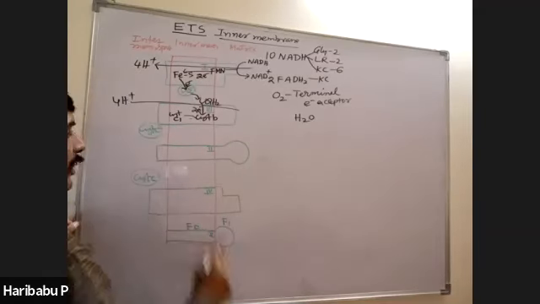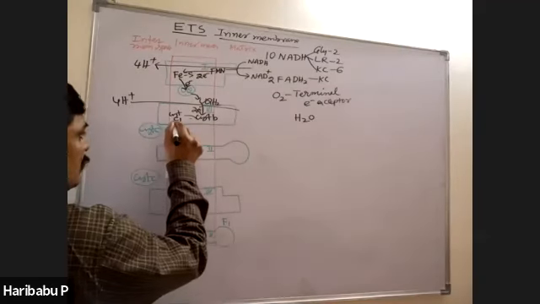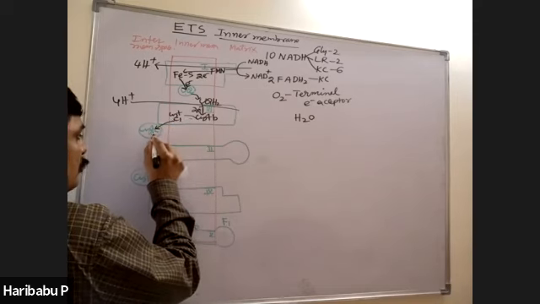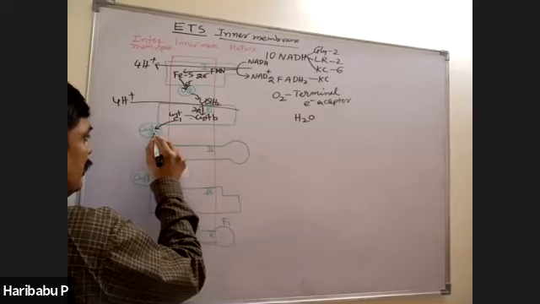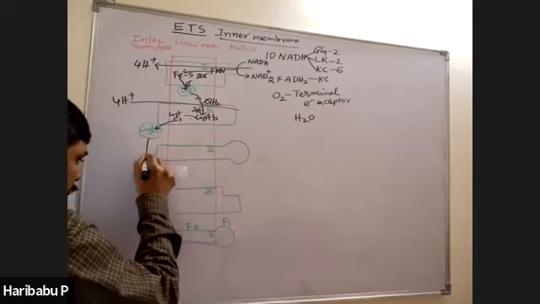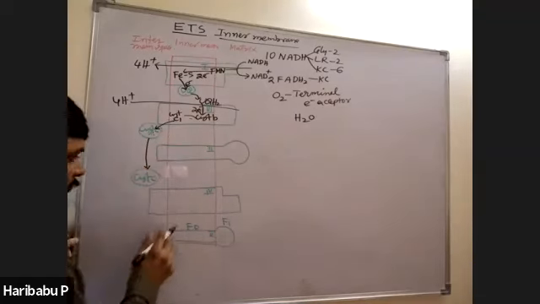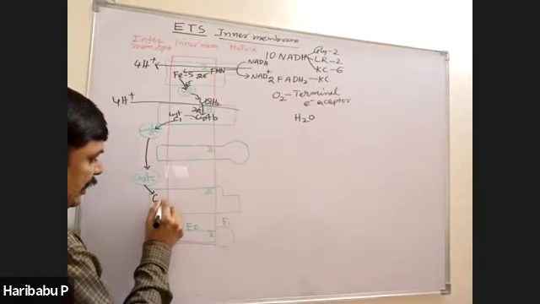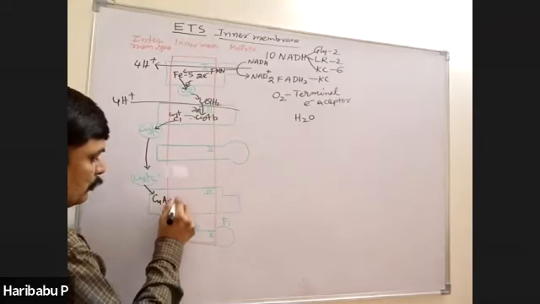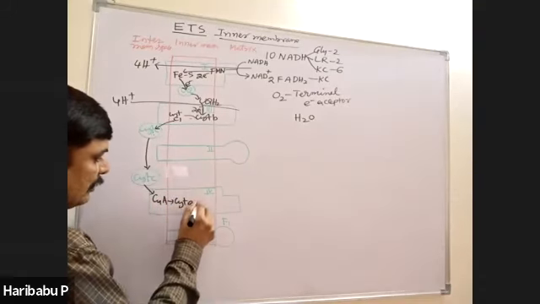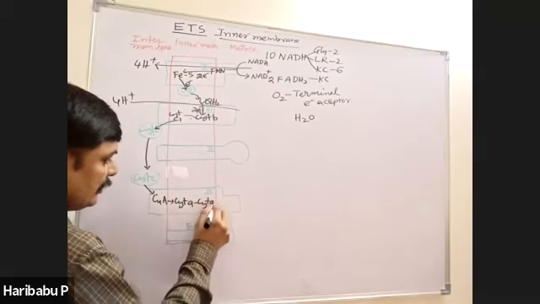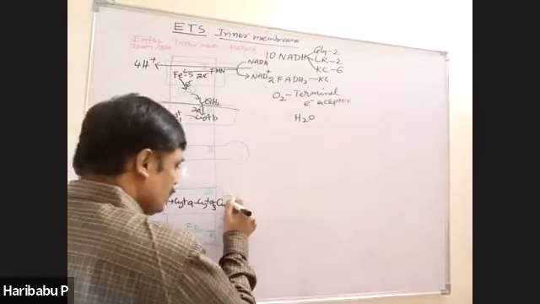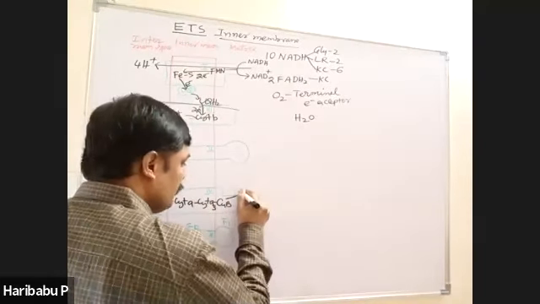Cytochrome C is a mobile carrier. The electrons from complex 3 move to cytochrome C, which carries electrons from here to the fourth complex. In the fourth complex, they give electrons to copper A, then to cytochrome A, then to cytochrome A3, then to cytochrome B.